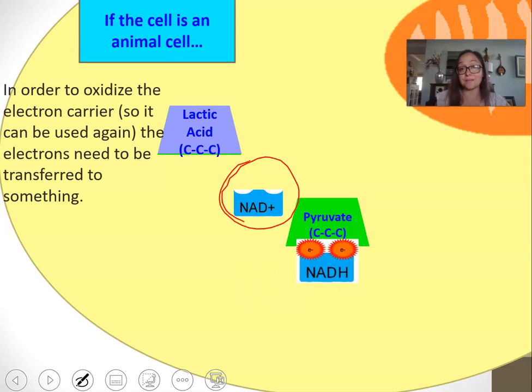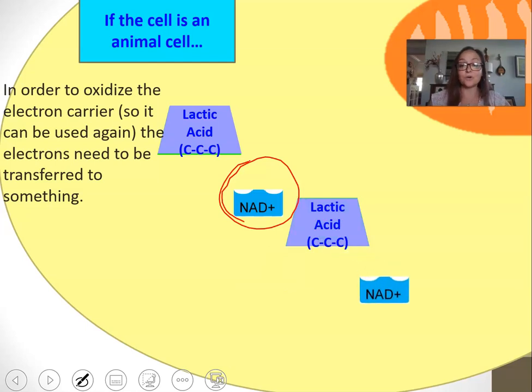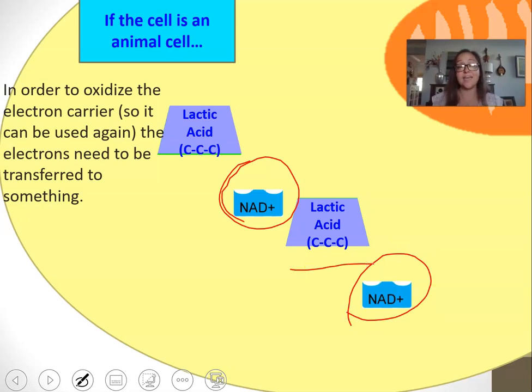This is going to happen in the muscle cells of animals, for example. Now, while NAD plus is the main reason for lactic acid fermentation, we still produce lactic acid. And if you're an athlete who's worked out in a sprint workout or something, and you've had sore muscles, you've experienced that lactic acid from working out anaerobically.